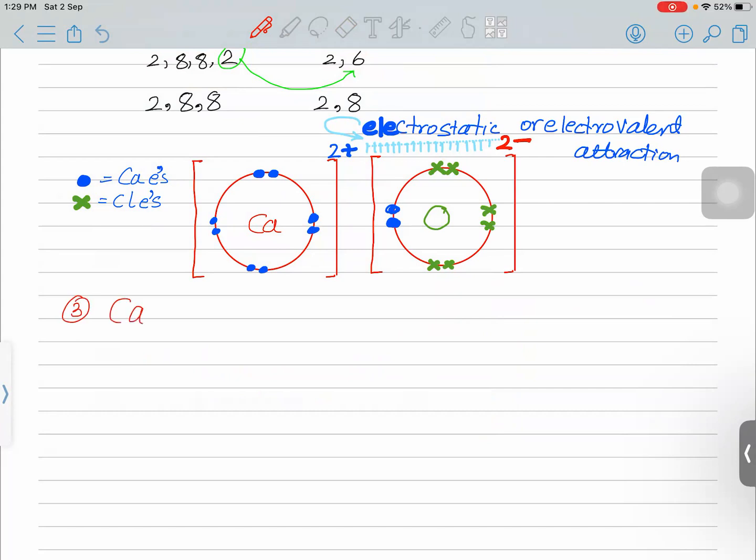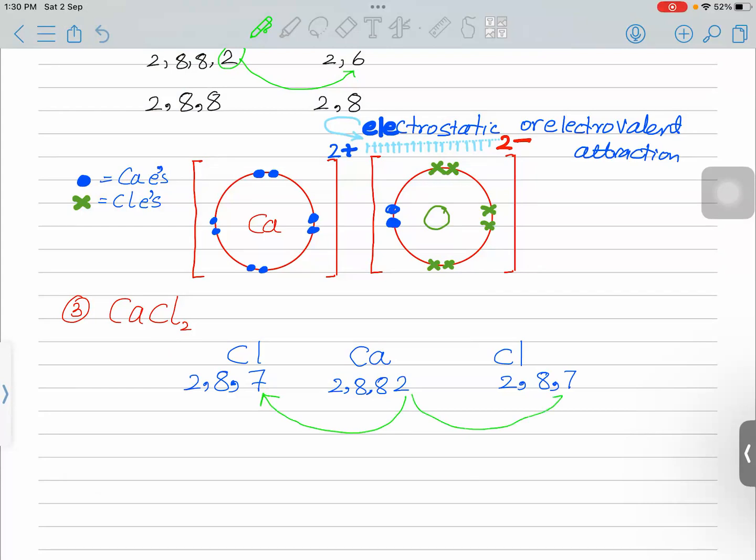Question number 3 is calcium chloride. This time you have 1 calcium and two chlorine atoms. The electronic configuration of calcium is 2, 8, 8, 2 and chlorine is 2, 8, 7. So calcium donates 1 electron to this chlorine and 1 electron to this chlorine.